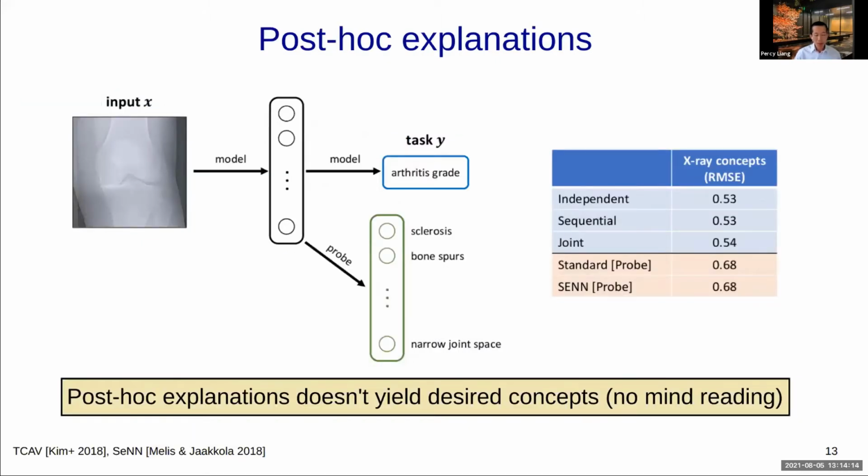So remember, we talked about post hoc explanations. If you take a standard model and then after the fact try to probe for these concepts, we find that the concept accuracy is much worse than with concept bottleneck models. So the point here is that post hoc explanations don't just magically produce the concept you desire. There's no mind reading. You have to bake them in if you care about these concepts as what the model should be using to predict the right answer.